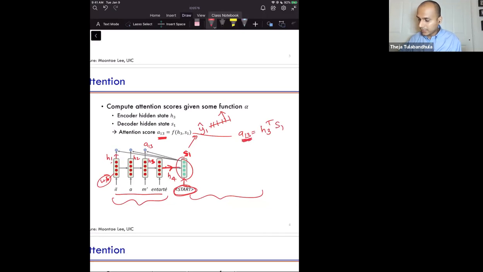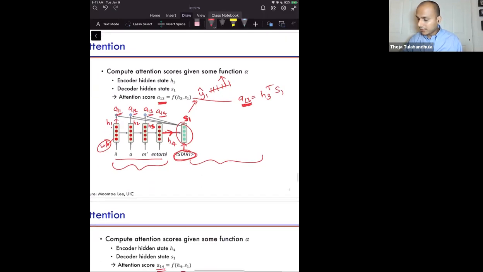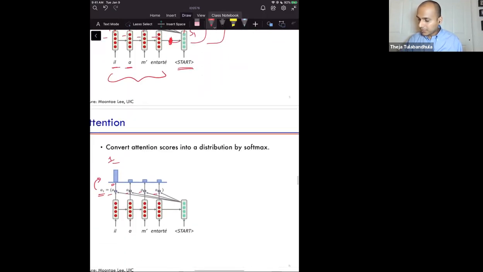Not just A13, you can similarly compute A11, A12, and A14. But these numbers will not be between 0 and 1, so you just apply a softmax operation, and once you apply the softmax operation, that will give you these bars that you're seeing.